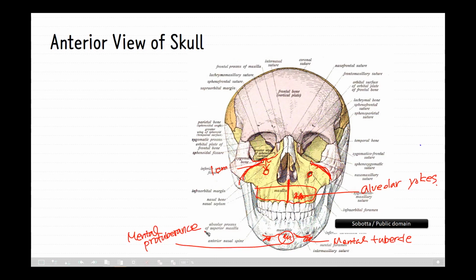There are oblique lines projecting from the mental tubercle to the ramus of the mandible like this. This line marks the attachment of the depressor labii inferioris, depressor anguli oris, and some portion of the platysma muscles.